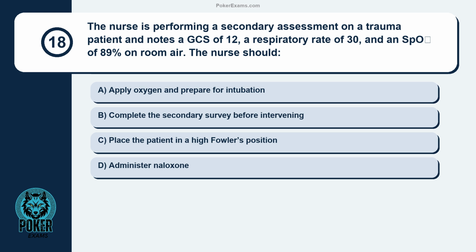Question 18. The nurse is performing a secondary assessment on a trauma patient and notes a GCS of 12, a respiratory rate of 30, and an SpO2 of 89% on room air. The nurse should apply oxygen and prepare for intubation. Complete the secondary survey before intervening. Place the patient in a high Fowler's position. Administer naloxone.